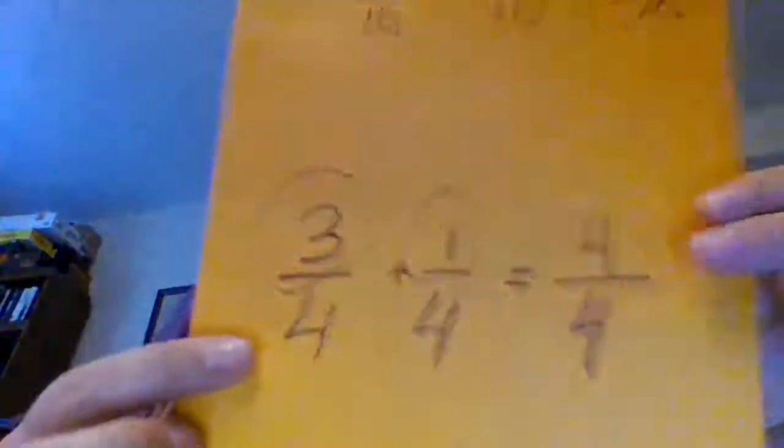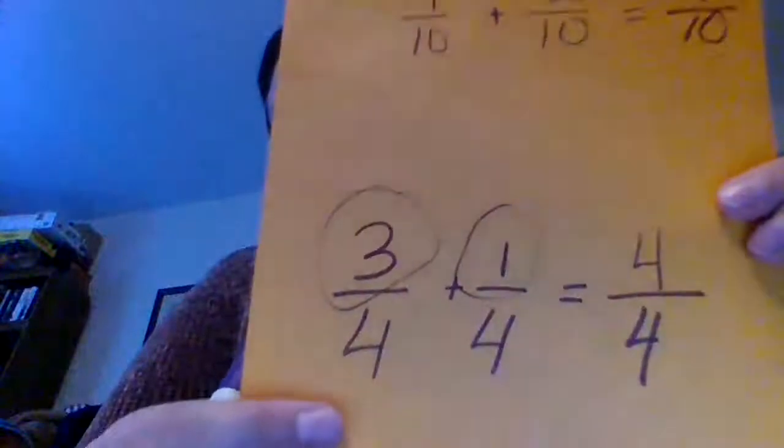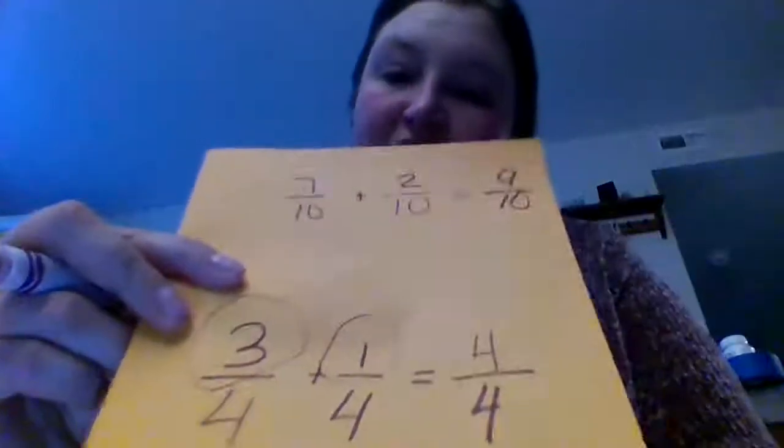And my last one is 3/4 plus 1/4. My denominator stays the same. I'm going to add my numerators. 3 plus 1 is 4. Let me show you what's special about this one. What's special about this one is anytime you have the same number in the numerator and the denominator, that's going to equal one whole. It's going to equal 1.